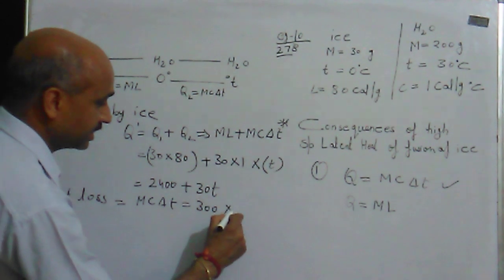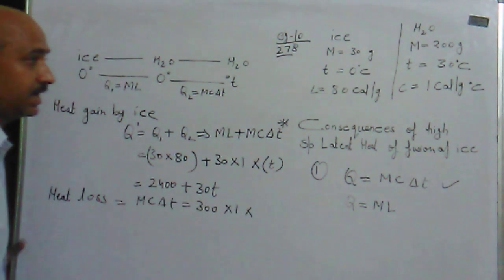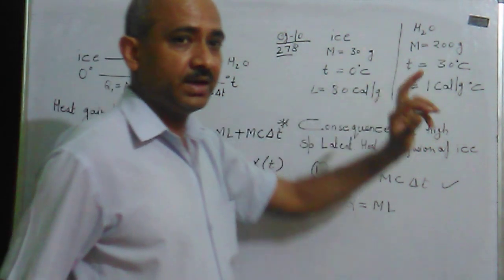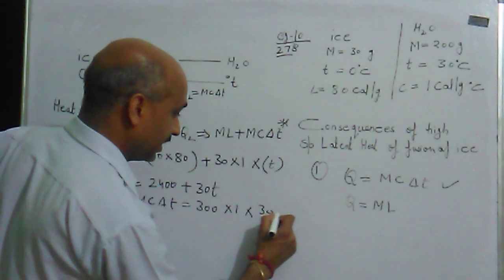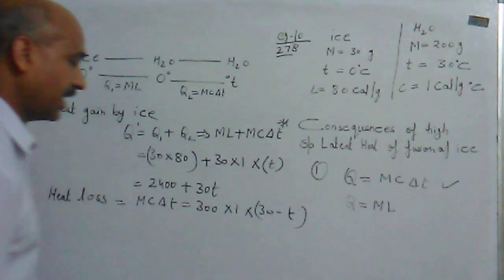And what is the value of C? The C is given to us 1. And what is the value of this del T? Water का टेम्परेचर कितना है? 30 डिग्री है. 30 डिग्री से T डिग्री पे जाएगा. तो that means 30 minus T is the value of del T.